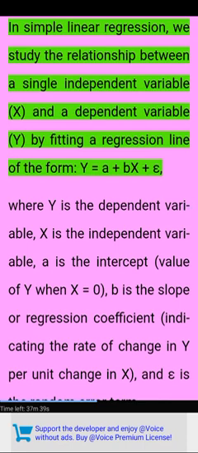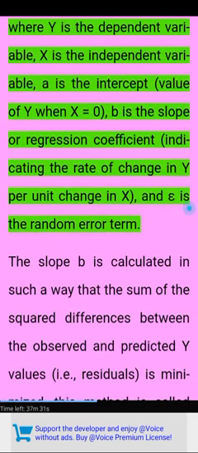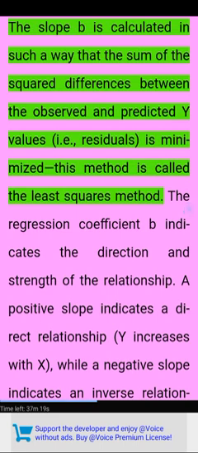In simple linear regression, we study the relationship between a single independent variable x and a dependent variable y by fitting a regression line of the form y equals a plus bx plus epsilon, where y is the dependent variable, x is the independent variable, a is the intercept, the value of y when x equals 0, b is the slope or regression coefficient indicating the rate of change in y per unit change in x, and epsilon is the random error term. The slope b is calculated in such a way that the sum of the squared differences between the observed and predicted y values, i.e., residuals, is minimized. This method is called the least squares method.